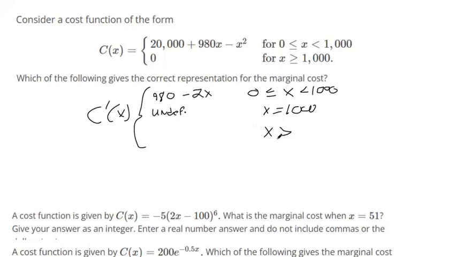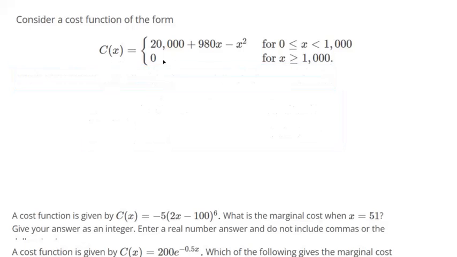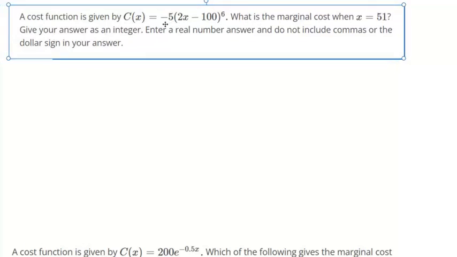But for anything greater than 1,000, the marginal cost is 0 because it's not changing at all. Because the derivative of this is 0. So this is our answer. But again, the big thing to emphasize here is that at exactly x equals 1,000, the derivative on the left and the derivative on the right are not the same. Therefore, it has to be undefined there. Kind of a boring point that students usually miss and get that question wrong because of that.